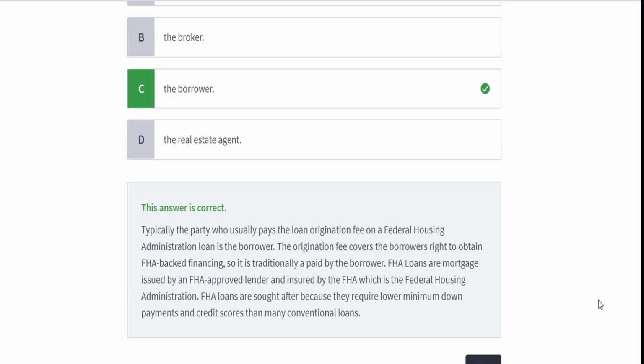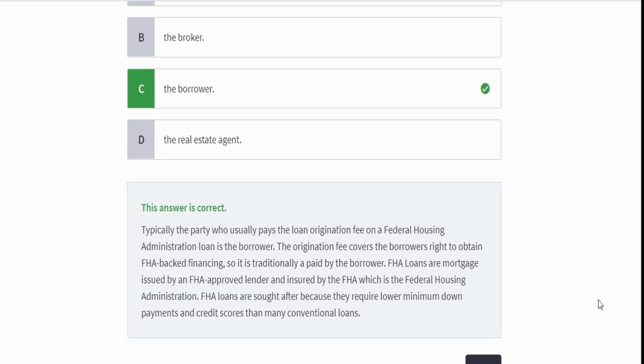Now, FHA loans obviously are loans or mortgages issued by an FHA approved lender and insured by the FHA, which obviously is the Federal Housing Administration. FHA loans are sought after because they require lower minimum down payments and credit scores than many conventional loans. Little fun fact, for our first house here, we did the FHA loan because it made sense for us and it was really the best one available. So that loan is probably going to be the one that you're going to deal with a lot in the beginning if you have young couples, maybe they just got recently married or maybe someone who just graduated, things like that.